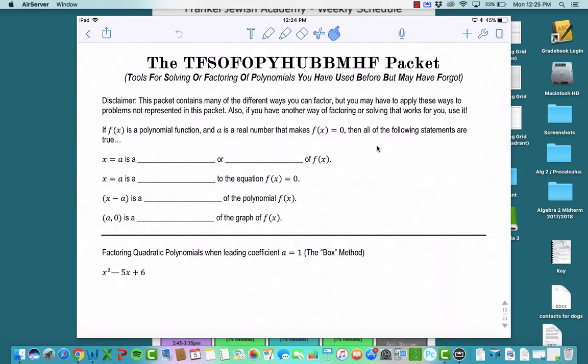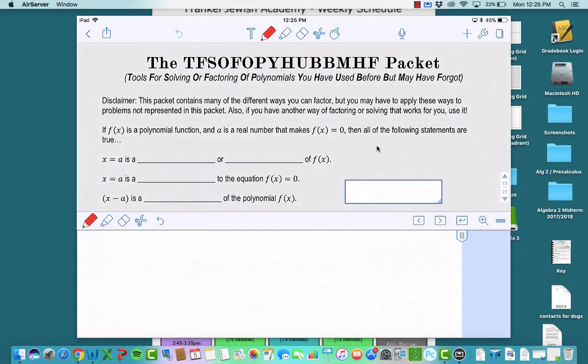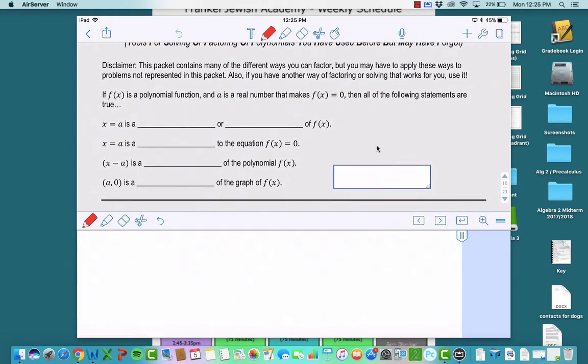So this is the tools for solving or factoring of polynomials that you've used or seen before but may have forgotten video. We did just do some of these tools in the last video, but this is also a reminder of different ways you can factor quadratics from Unit 5. We also did this before, but we're just going to go through it one more time because I don't really think some of you still understand what a factor is.